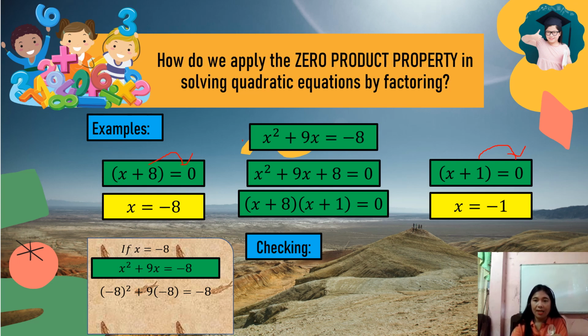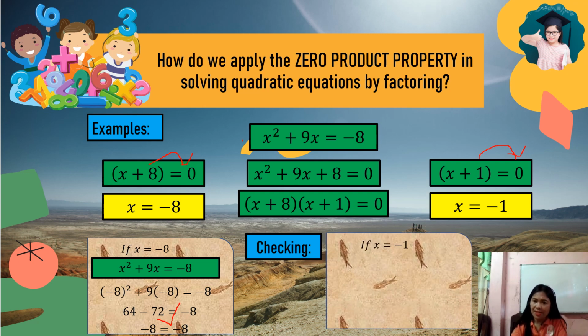And then, evaluate. Negative 8 squared is 64. 9 times negative 8 is, how much? Negative 72. So, 64 minus 72 is negative 8. So, therefore, our equation is true when the value of x is negative 8. So, it's checked.